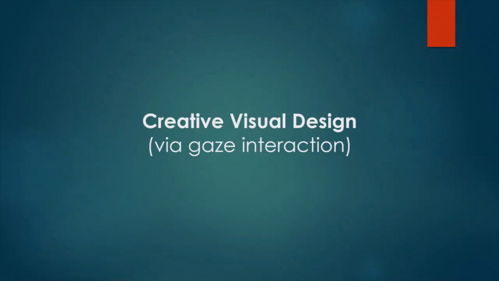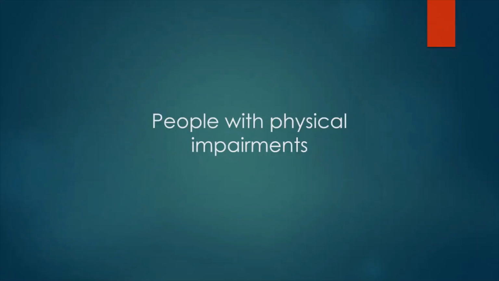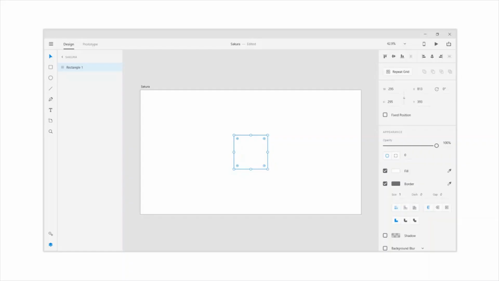But one field where there's been a lack of work is around creative visual design work using gaze interaction, and this can actually result in some user groups being excluded. For example, people with physical impairments who might not have the option to use a mouse and keyboard for creative work. If they're reliant on gaze interaction as their primary input approach, and we don't have accessible interfaces to support them, they can essentially be excluded from this type of work.